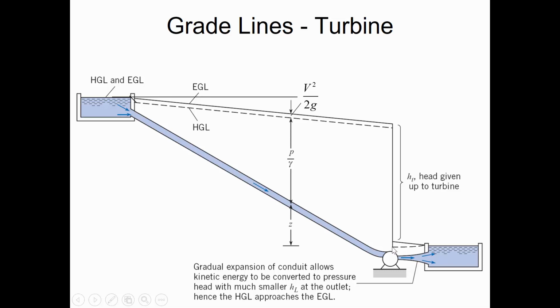Look at how the gap between the EGL and the HGL is getting smaller here as the pipe is gradually expanding. Do you see how they've got one gap right after the pump, but then as you get further away from the pump, the gap is decreasing because that diameter is getting larger. That means the velocity is slowing down, and therefore there's a smaller velocity head that separates the HGL and the EGL.